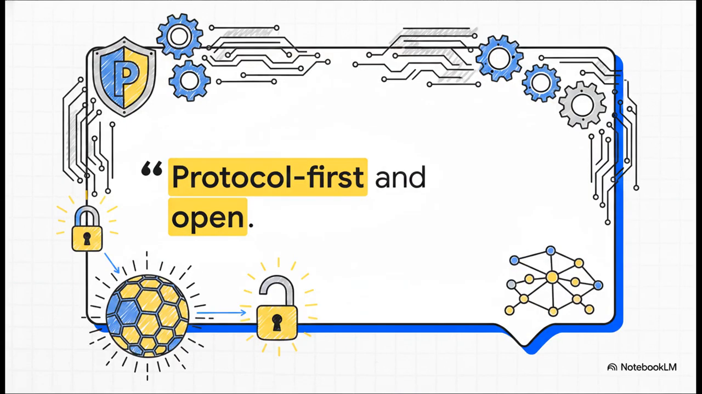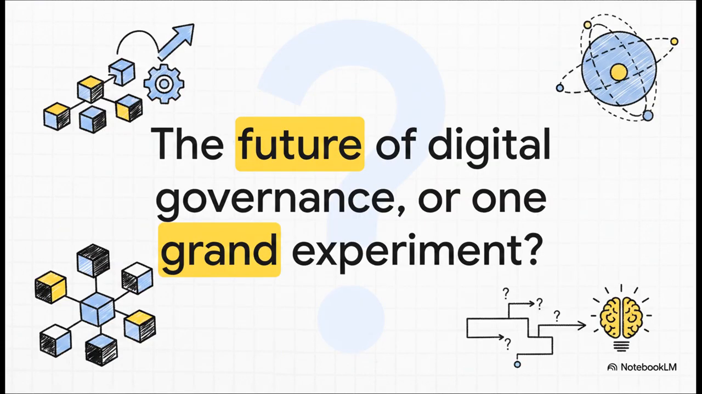And this whole philosophy really comes down to this one phrase: protocol first and open. What that means is the rules, the protocol, come first. They're the law of the land, and they're totally open and transparent for everyone to see. It's a huge shift from having a private company in control to having something more like a public constitution for a digital nation. And that really brings us to the final, massive question.